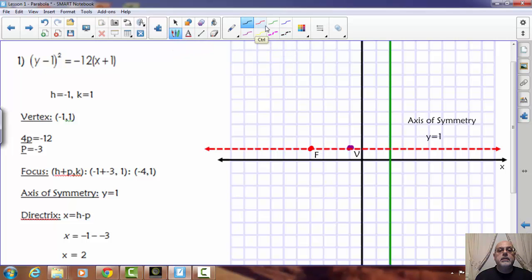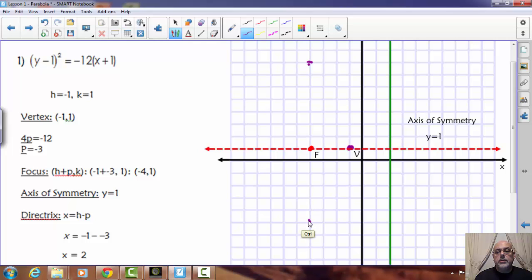And put some color here. All right. So 1, 2, 3, 4, 5, 6. Up. And then we count 6 the other way. 1, 2, 3, 4, 5, 6.